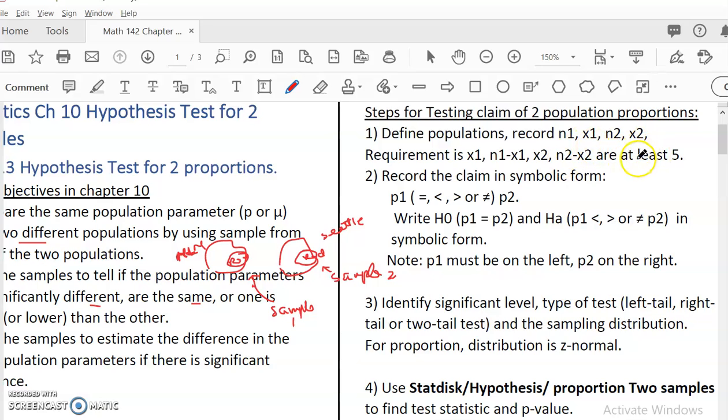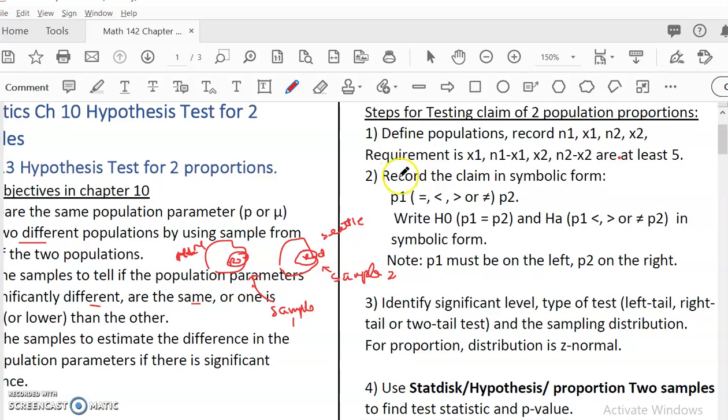The steps are very similar to when we do a hypothesis test. First you write down your population. The only difference is you have two samples, so you have to identify which one is from which. So first, record population 1 and 2, write down n1, x1 and n2, x2. And the requirement for them to be normally distributed is that the number of successes and failures are at least 5.